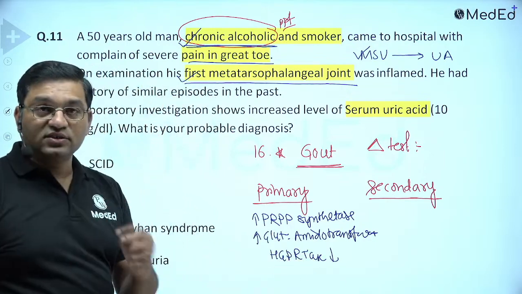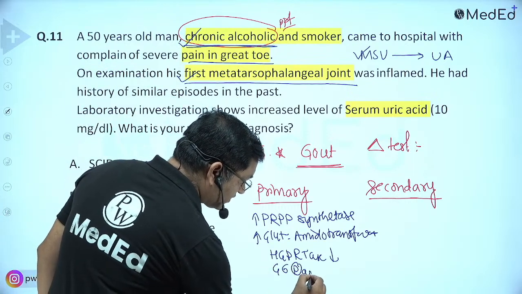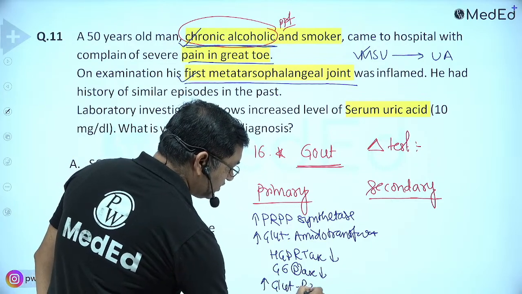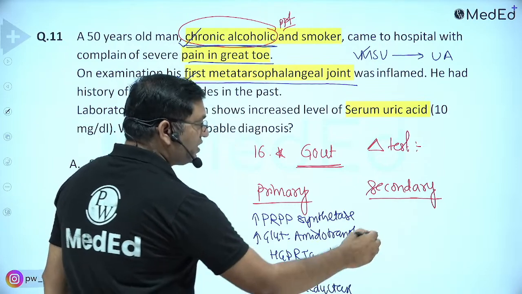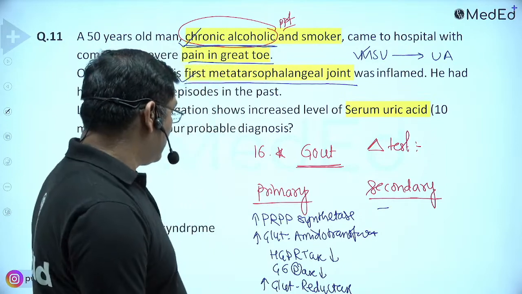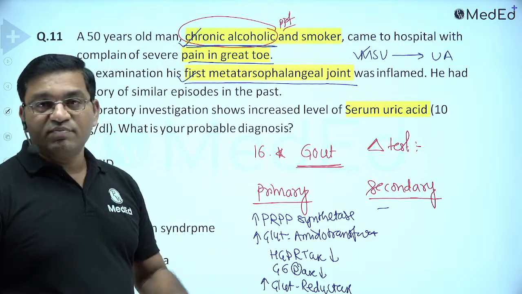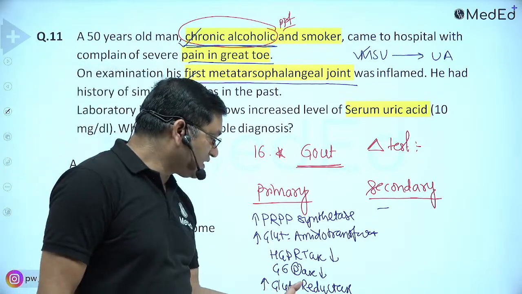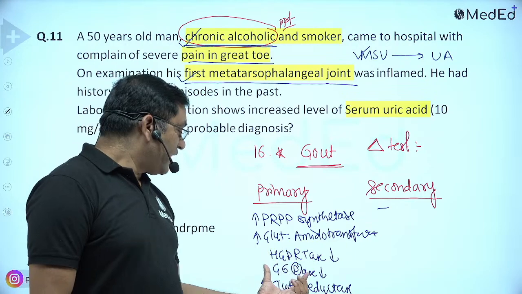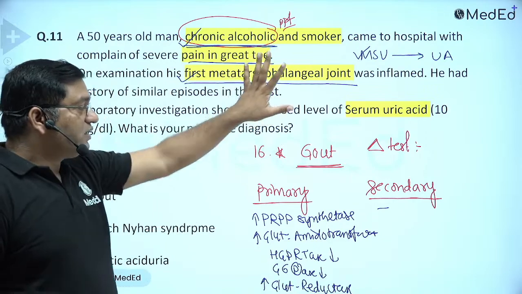Then von Gierke's disease, that is glucose 6 phosphatase defect, and increased activity of glutathione reductase. These are the causes of primary gout, while secondary gout includes lymphoma, leukemia, cancer, renal failure, etc. Just remember this: increased activity of PRPP synthetase, increased activity of PRPP glutamyl amidotransferase, increased activity of glutathione reductase, decreased activity of HGPRTase, that is Lesch-Nyhan syndrome, and decreased activity of glucose 6 phosphatase, that is von Gierke's disease, in which uric acid level is increased.